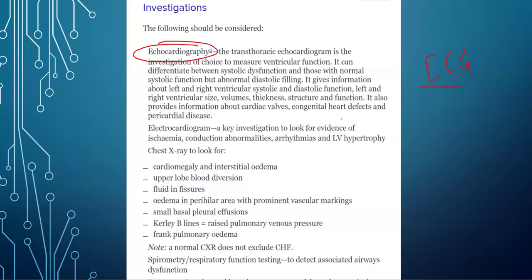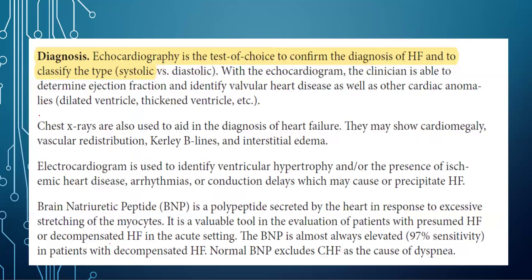Echocardiogram can also differentiate whether it is systolic or diastolic heart failure. How? Because it gives us the ejection fraction. If ejection fraction is normal, that's diastolic heart failure. If it is abnormal, then it is systolic heart failure. But ECG is your first investigation and confirmatory is echo. You can also do a chest X-ray for cardiomegaly. So one of you asked about cardiomegaly. We will find cardiomegaly in systolic heart failure, not in diastolic heart failure. So echo is the test of choice to confirm the diagnosis of heart failure and classify the type.